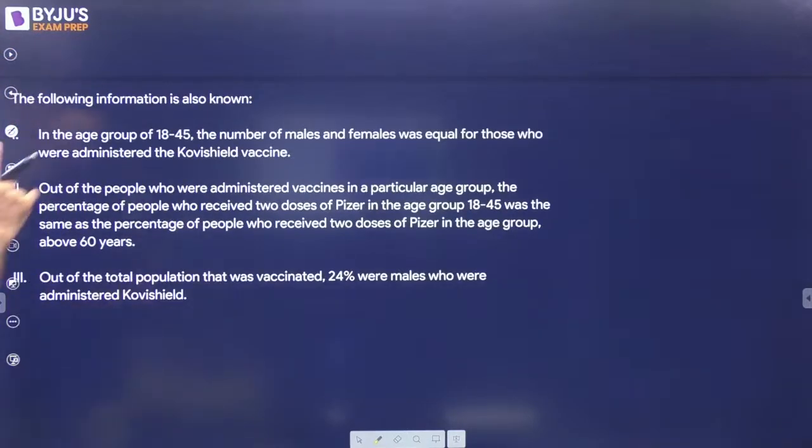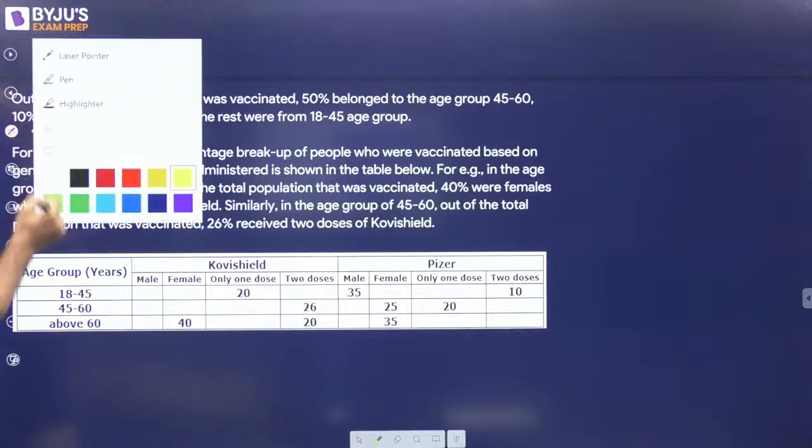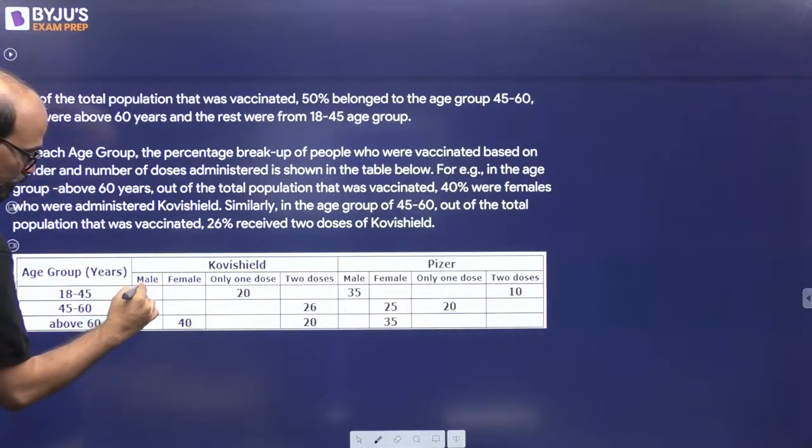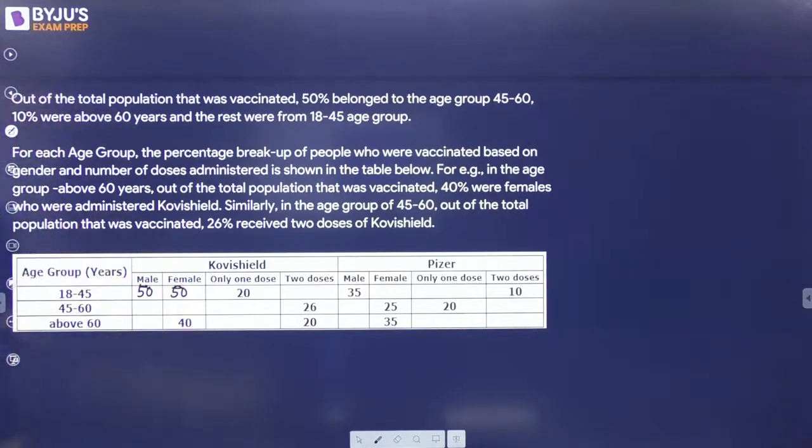In the age group of 18 to 45, the number of males and females was equal for those who were administered the Covishield vaccine. 18 to 45 में male and female को जो हुए हैं Covishield, right? Covishield vaccine, they were equal, right? So let's write 50 and 50 here. Okay, 50% were male, 50% were female. Okay, we are going to use the first statement पहले.